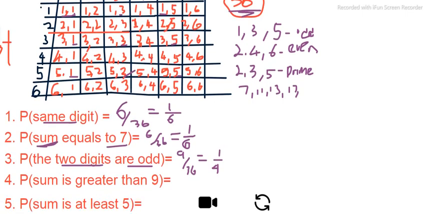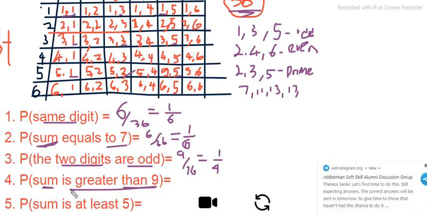Do you understand that? The next one is that the sum, that is when you add up the digits, is greater than 9. That means when we add up the digits together, we must have a number that is greater than 9. That is, we must have either 10 or 11 or 12 and above. Now let's check the table and look for the digits that when we add them together, we are going to have a number that is greater than 9. 9 is not included.